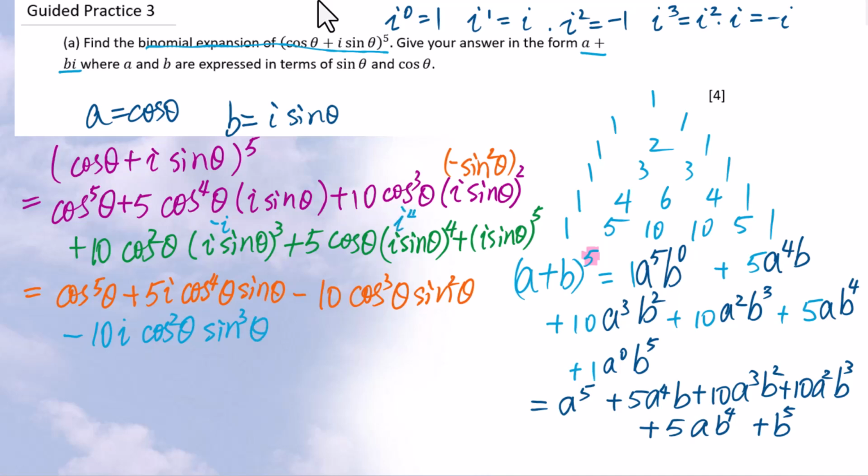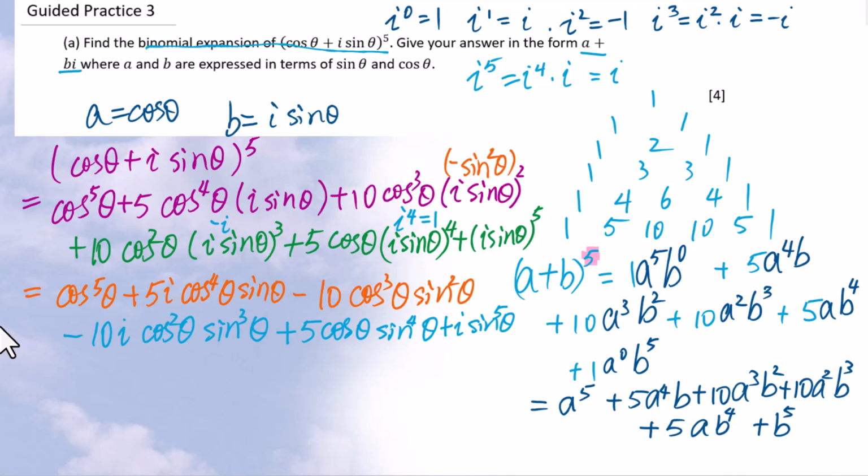i^4 equals 1, so we get plus 5 cos θ sin^4 θ. i^5 equals i^4 times i, which is i. So plus i sin^5 θ.